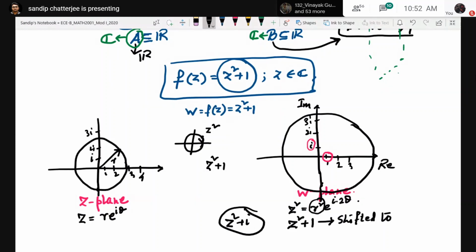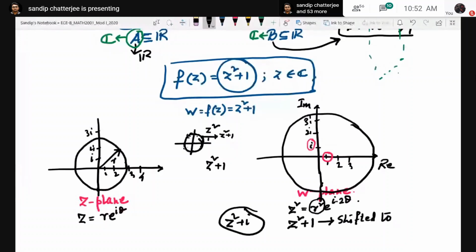So this point will take a shift of 1. Now that means if I consider all other points on this circle, if z is any other point on this circle, and if I think about z square plus 1, I can say that every point has shifted by plus 1. So as a result, your entire circle got shifted by plus 1. So your origin got shifted to 1, 0.